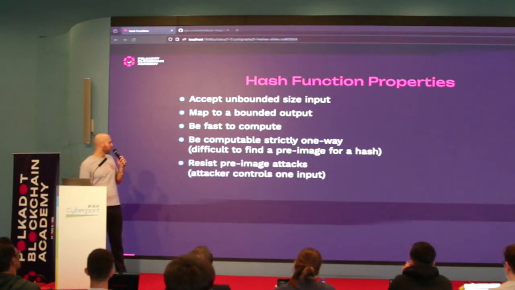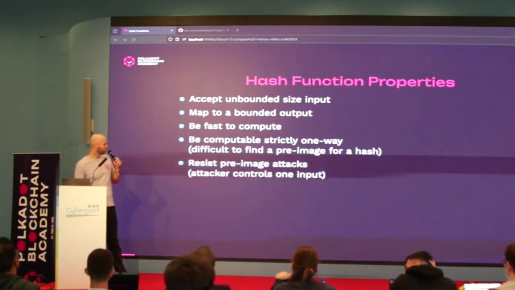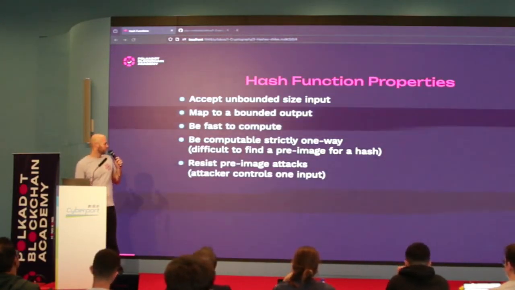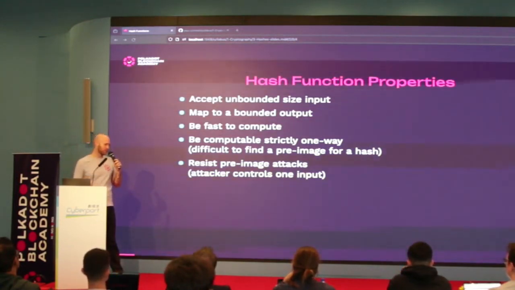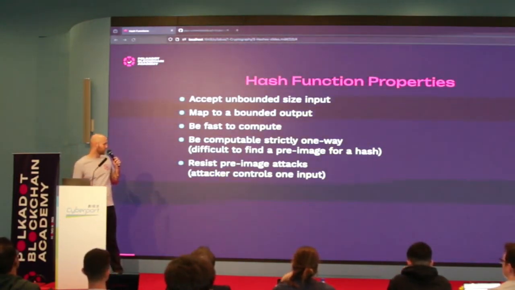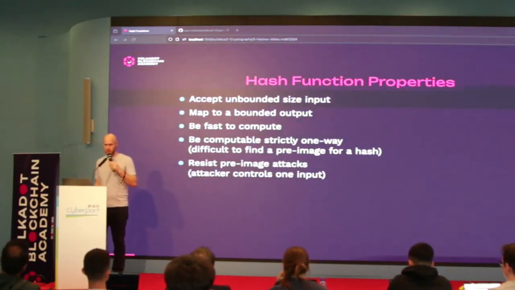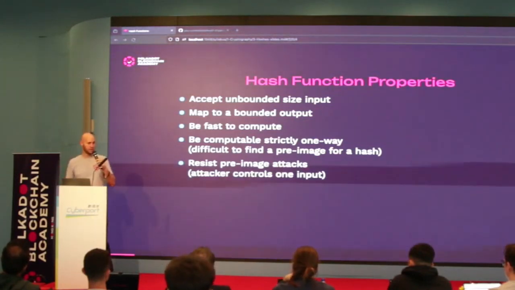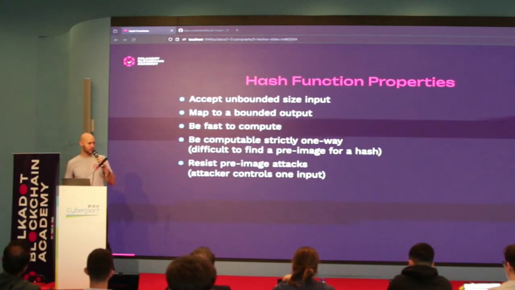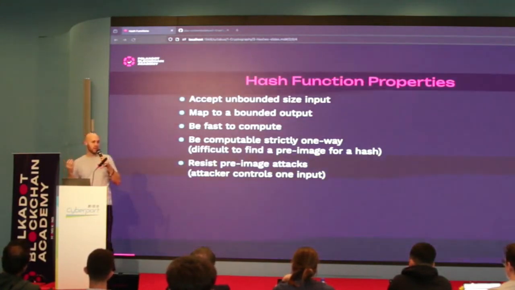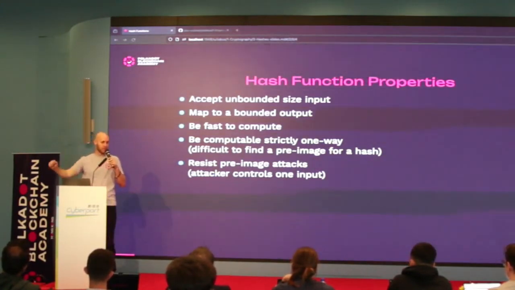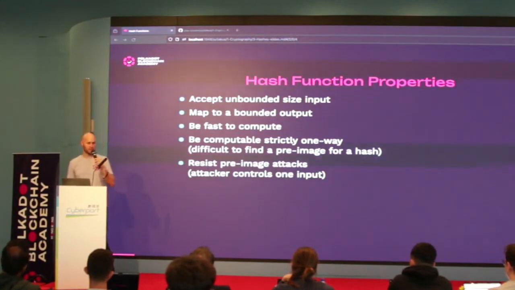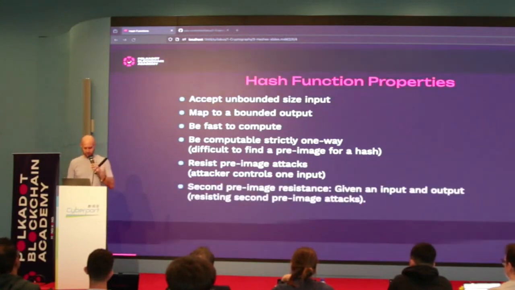It should resist pre-image attacks. We're going to see an example of this too. Say an attacker controls one output: say the attacker has the word blockchain and they want to find a value which hashes directly to that. We don't want that to be easy. Again, we'll see an example of that.